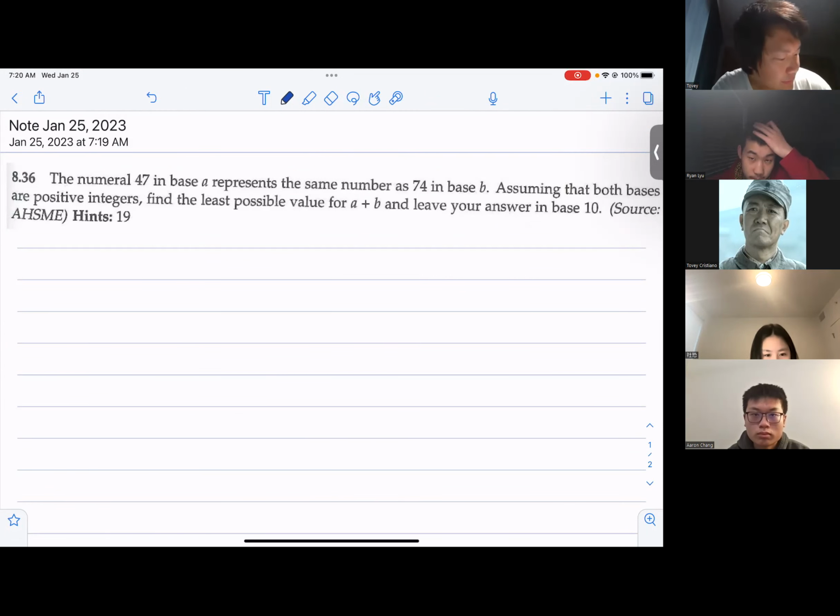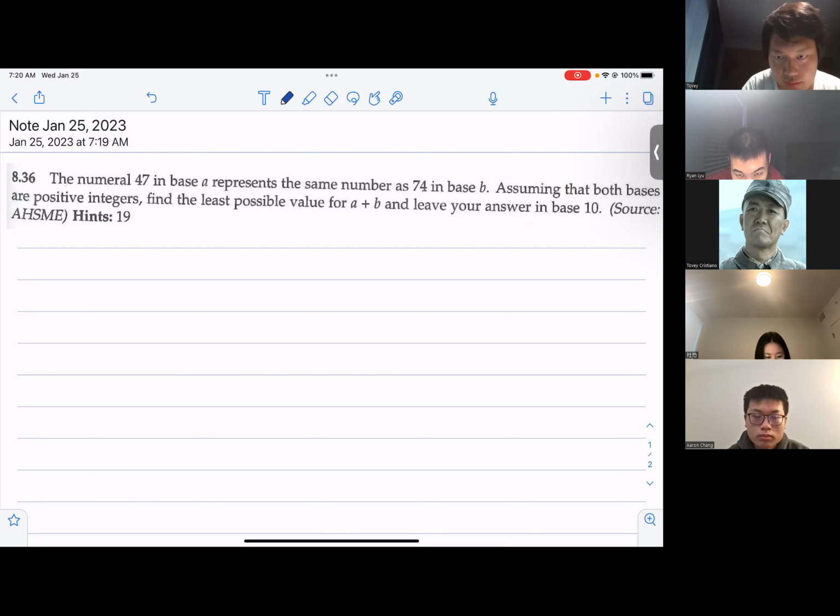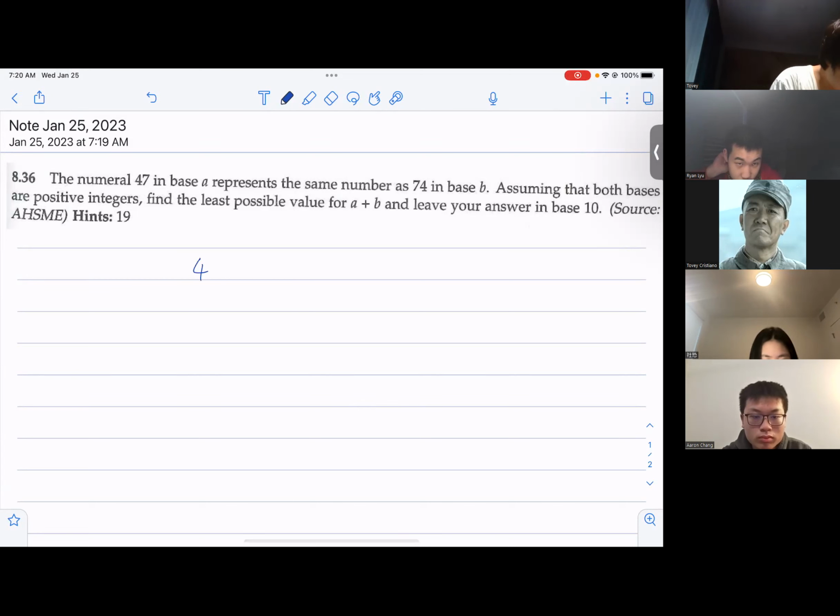So the numeral 47 in base A represents the same number as 74 in base B. And then we're just going to find out what A plus B is. So do you guys have any idea? So basically what it says is that 47 in base A is equal to 74 in base B.